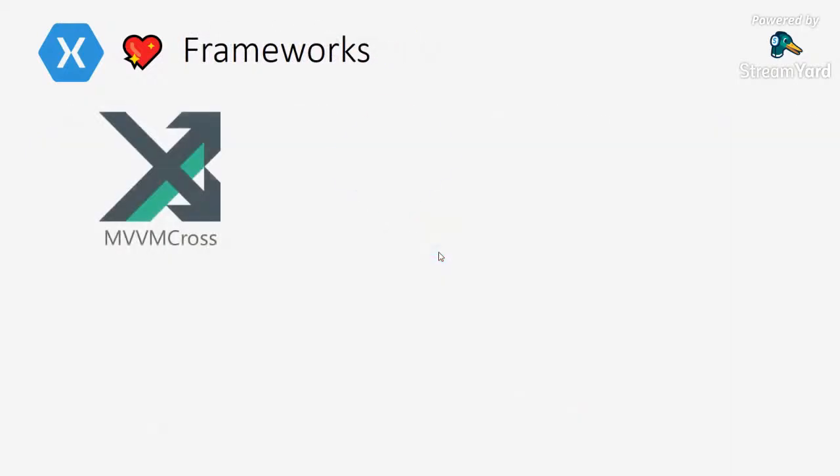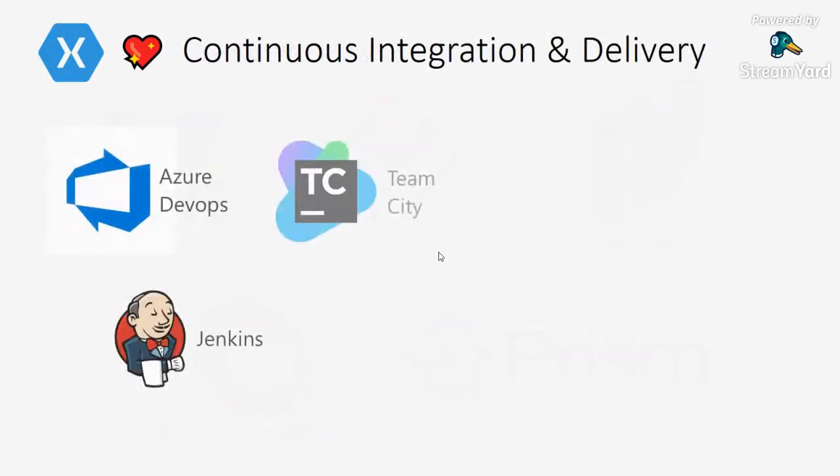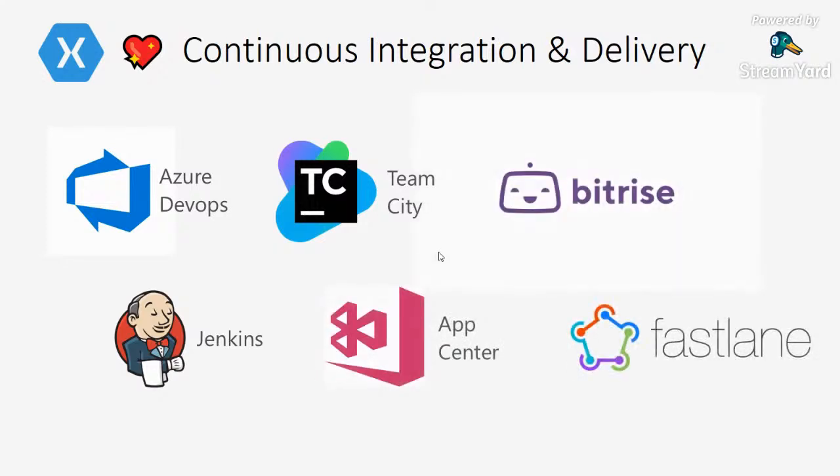Next one is on frameworks. To create your application with a structure or framework, there are MvvmCross, ReactiveUI, Prism or reactive extensions. More frameworks are also available to use. And then next one is on continuous integration and delivery. We have developed our application in Visual Studio, so you can use Azure DevOps, TeamCity, or Bitrise. Then go to Xamarin Forms.